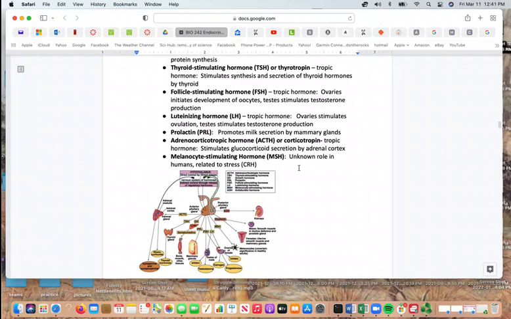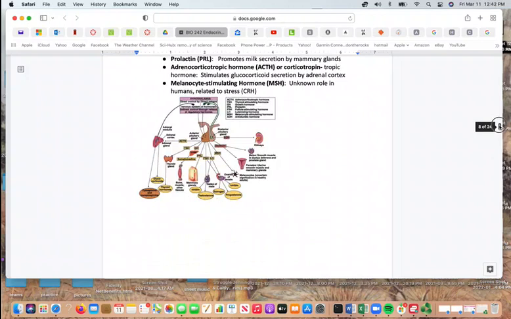And then MSH, or melanocyte stimulating hormone. Its role isn't fully understood. It is related to stress because corticotropin releasing hormone, CRH, is going to stimulate it. And we'll talk about that one a little bit more later on, but it does stimulate melanocytes a bit. It just does it much more so in animals.